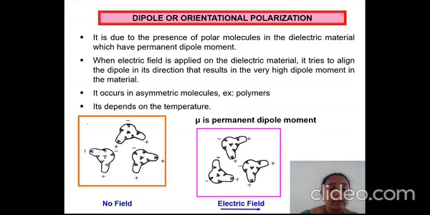For example, let us see the diagram. In the absence of electric field, the atoms and molecules are arranged in a random manner. If this dielectric material is placed in the electric field, the alignment changes. Thus, the dipole alignment changes. It is called dipole or orientation polarization.